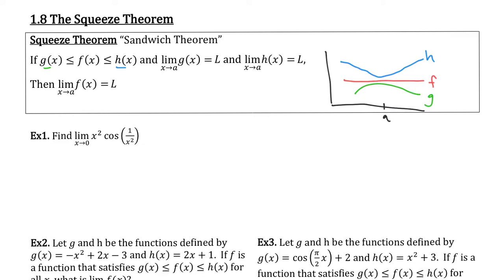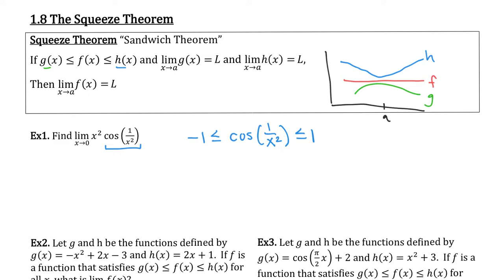Okay, so first I need to figure out a scenario where g of x is less than or equal to f of x is less than or equal to h of x. So I'm going to look at cosine to start with. Now I don't know what the cosine of 1 over x squared is, but I know that the range of cosine is always -1 to 1. So even though I don't know what cosine equals, I know that it must be true that -1 is less than or equal to the cosine of 1 over x squared, which is less than or equal to 1, because cosine is always between -1 and 1.